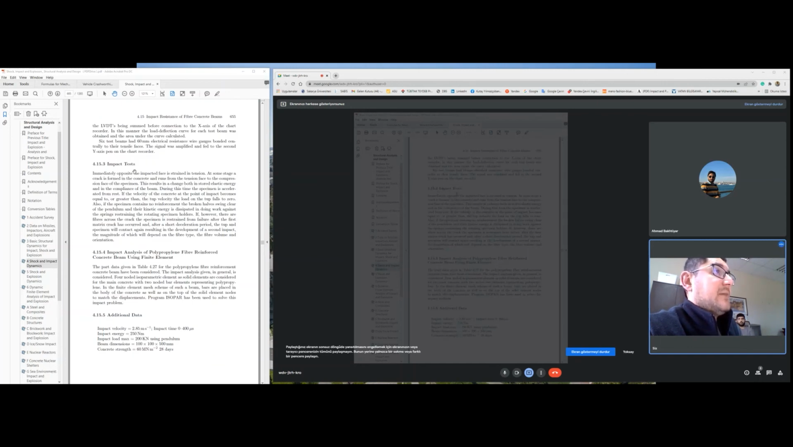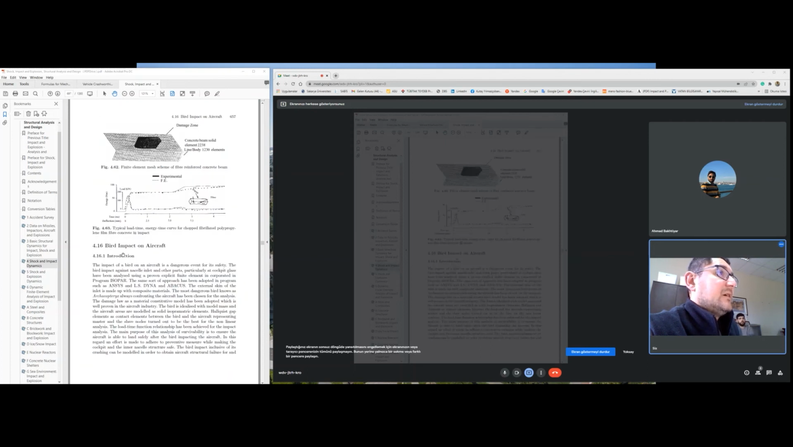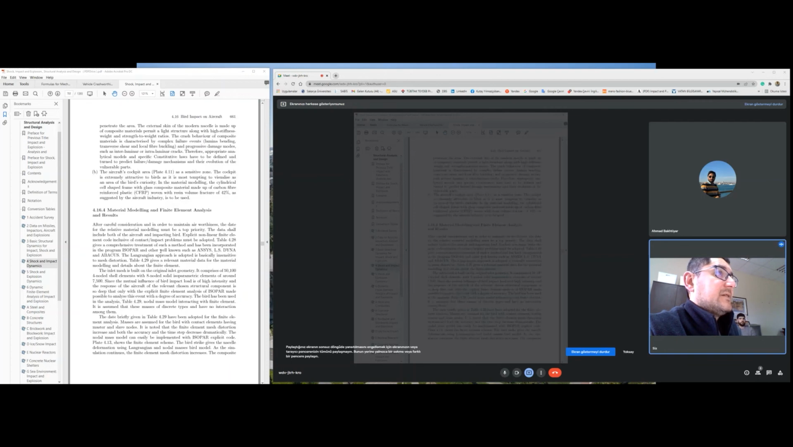For example, impact tests. We already know some of the impact tests, but some of them can be different. Bird impact, of course, is different. We are not dealing with that one. Material modeling and finite element analysis and results. This one is important. 4.16.4.